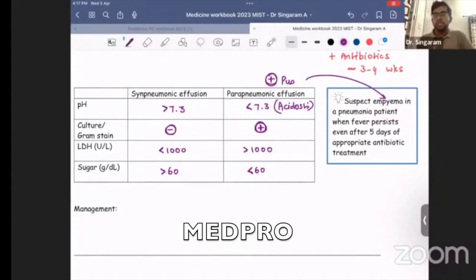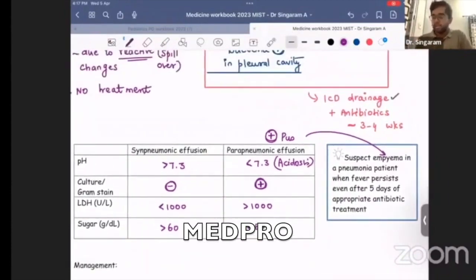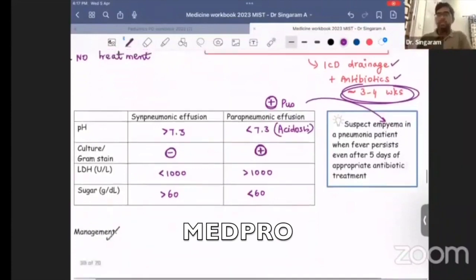What is the importance if you know it is empyema? The point to be noted is empyema requires ICD drainage along with antibiotics for a long period of time. How long, I told you? 3 to 4 weeks of antibiotics is recommended. Generally for pneumonia and all, we give only 2 weeks of antibiotics. But if it is empyema, you have to treat for 3 to 4 weeks. This management part I have already covered.